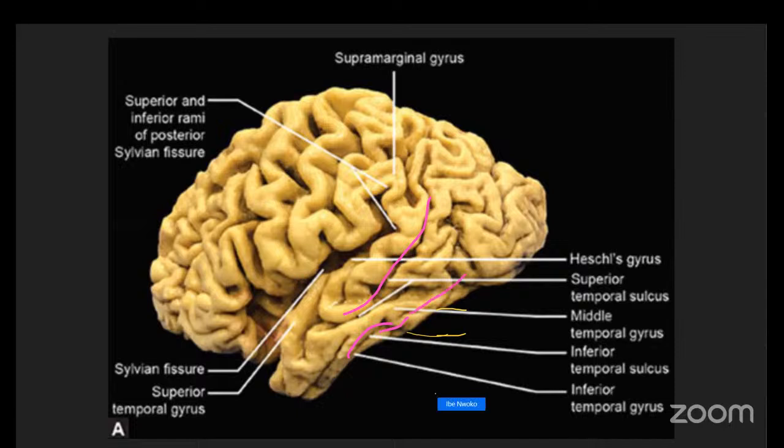It's inconsistent, but you can see it. And then the gyri, they are very easily visible. The superior temporal gyrus, this is the middle temporal gyrus, and this is the inferior temporal gyrus. This region is the temporal tip. And later on, we are also going to discuss the planum polare and the planum temporale.